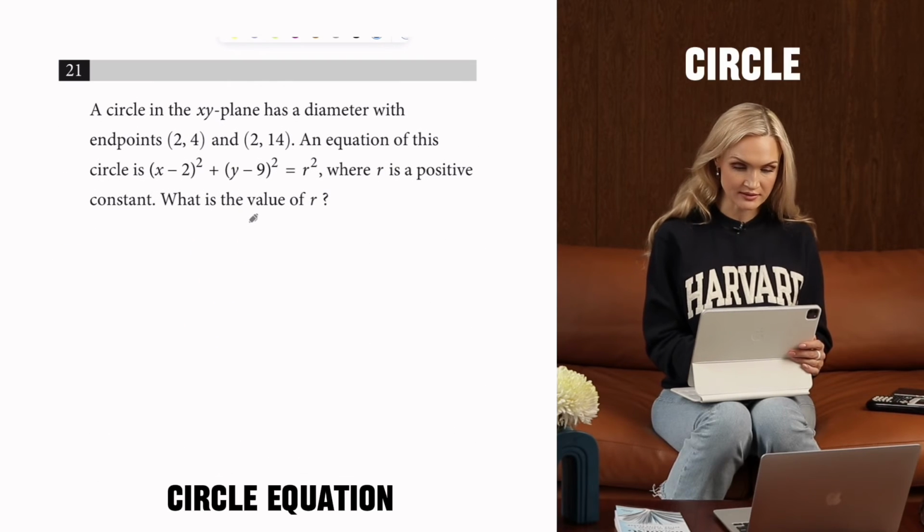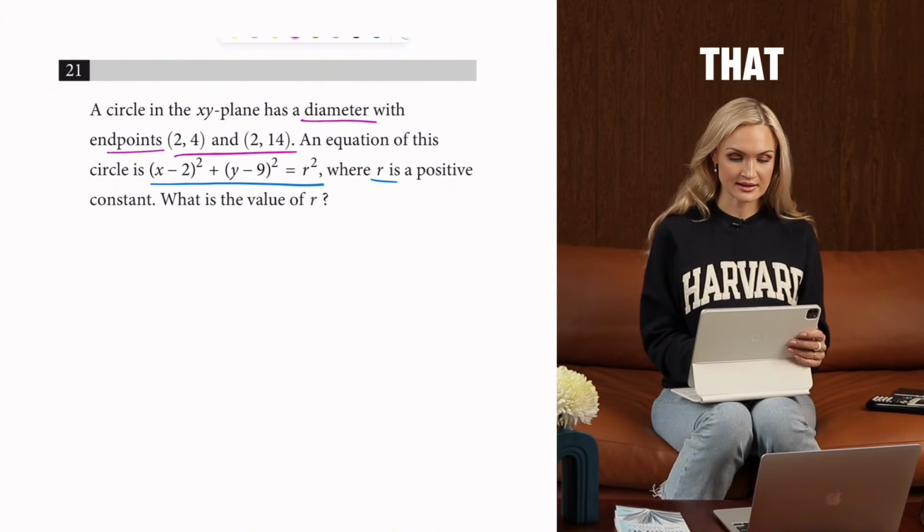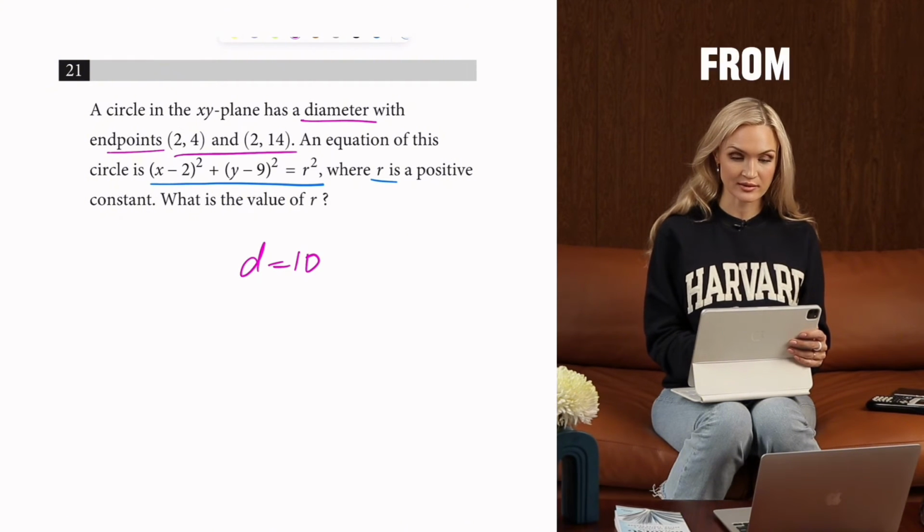21, they're giving you an equation of a circle and they're asking you for the radius. They're also giving you these, which are endpoints of a diameter. You can use a distance formula if you want to, but I can clearly see that the diameter here is 10 because the x-coordinate doesn't change. We went from 4 to 14, which means that the radius is 5.